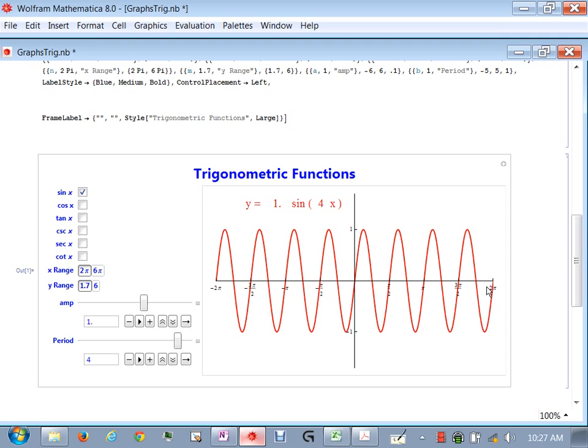What is this called? These people who understand waves and radio signals, what is this called when you change this part of a sine curve like that? Frequency. It's your frequency. It's how often, how smashed together your waves are. Right?